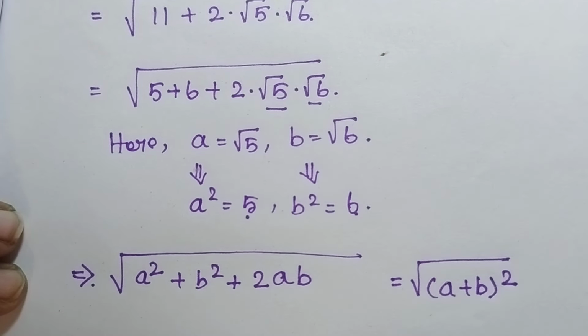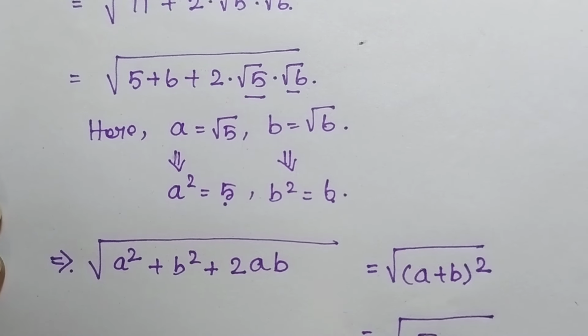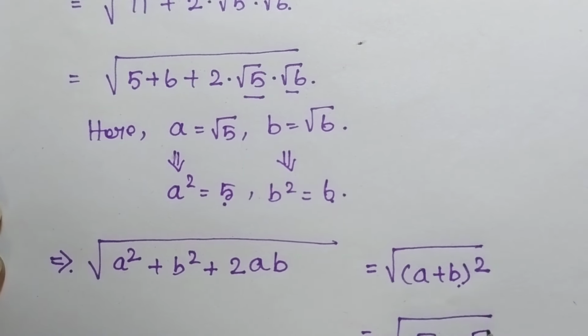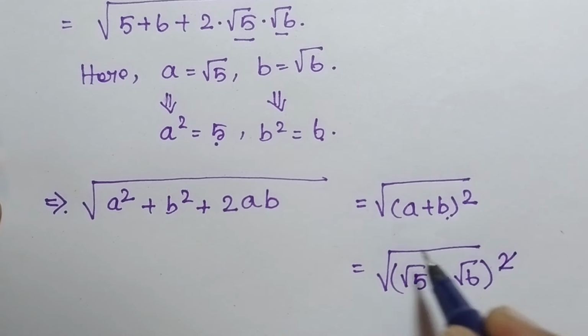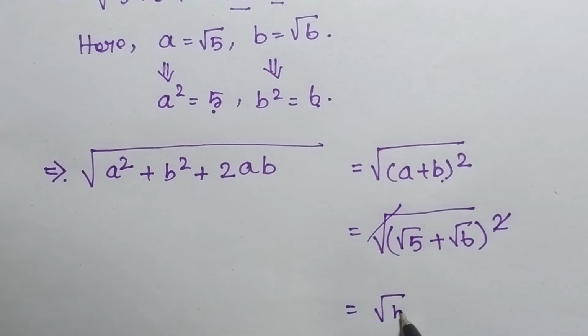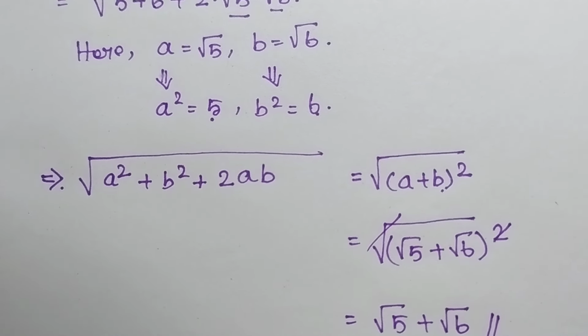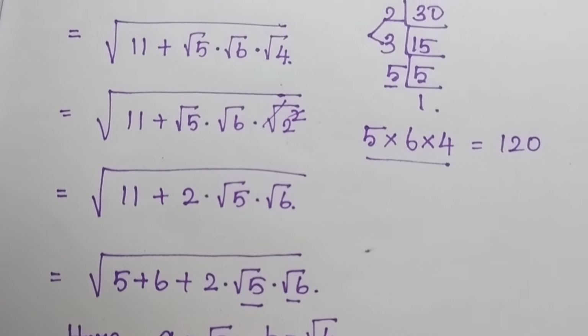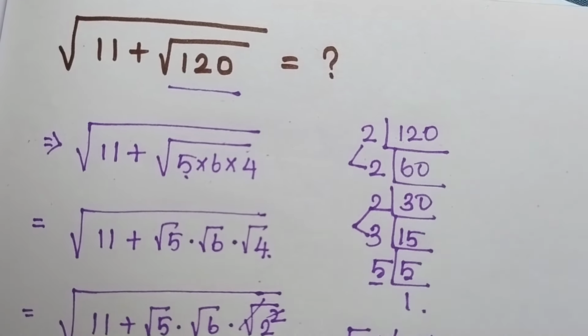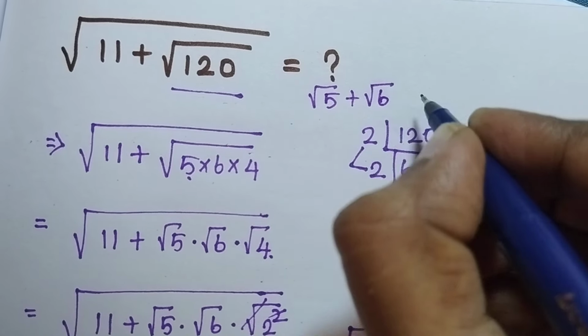Just apply that value here, therefore g is equal to the root of, here a is root 5 plus b is root 6, the whole square. The square and root get cancelled, therefore g is equal to root 5 plus root 6. So this is the final answer. Therefore the answer for this question is root 5 plus root 6.